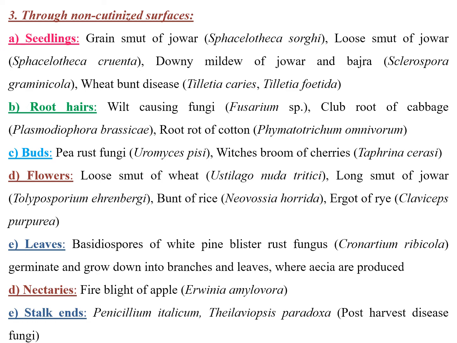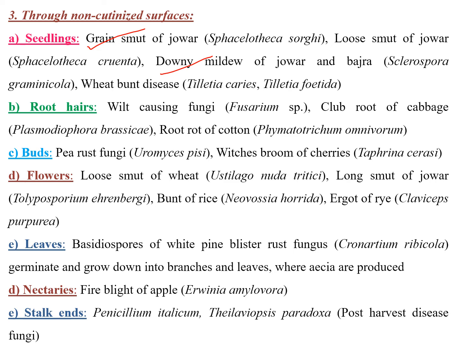Through the seedlings, some pathogens enter, like grain smut of jowar, caused by Sphacelotheca sorghi, and Sphacelotheca cruenta, which causes loose smut disease in jowar, and Sclerospora graminicola, which causes downy mildew in jowar and bajra, and Tilletia caries and Tilletia foetida, which cause wheat bunt disease. These pathogens make their entry and penetration during the seedling stage.